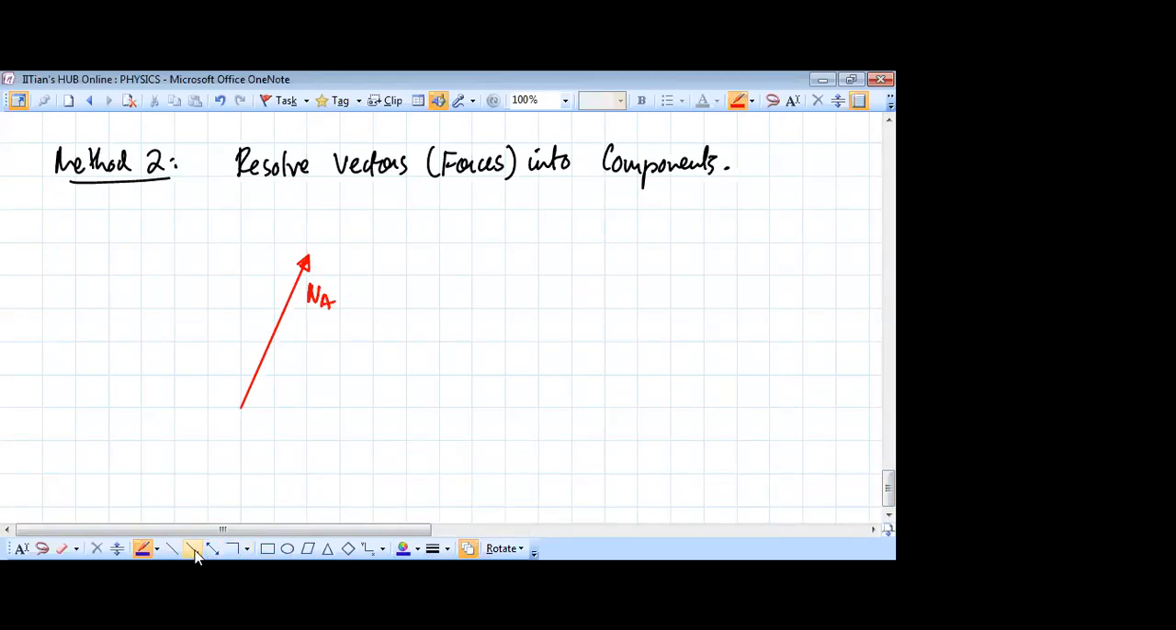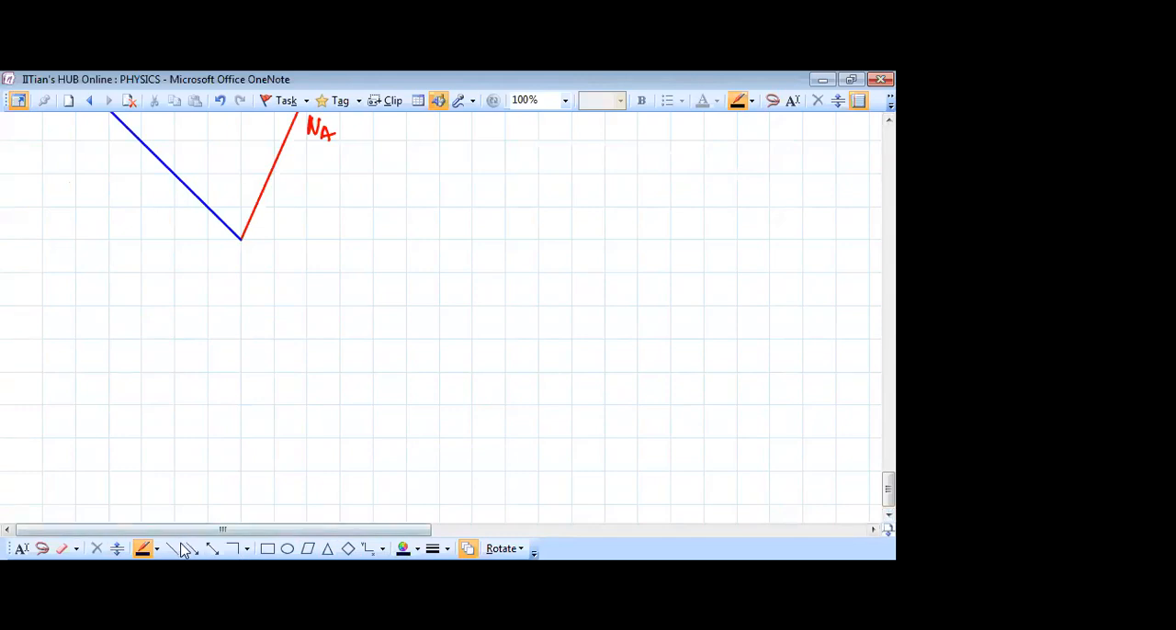Then you have at 45 degrees the other force NB, and you have the weight, the third vector.